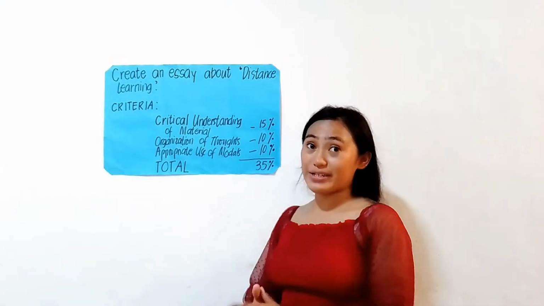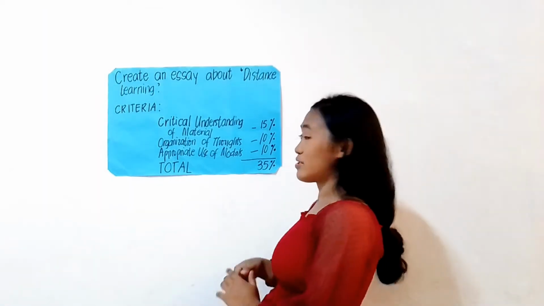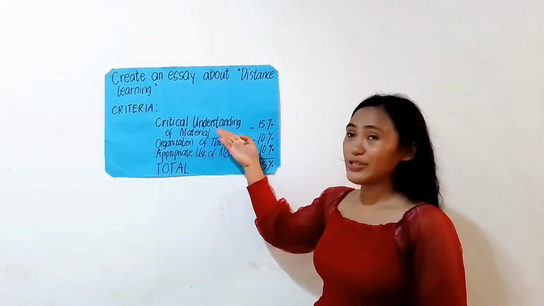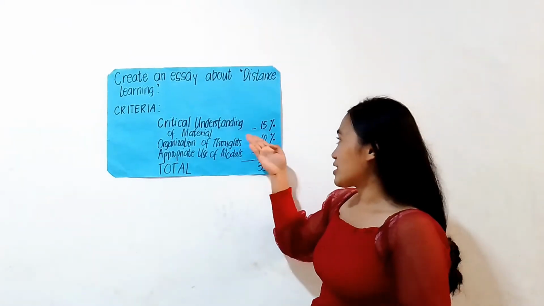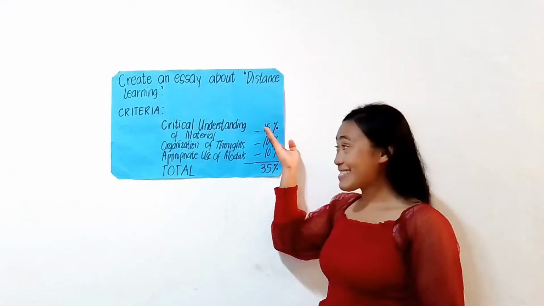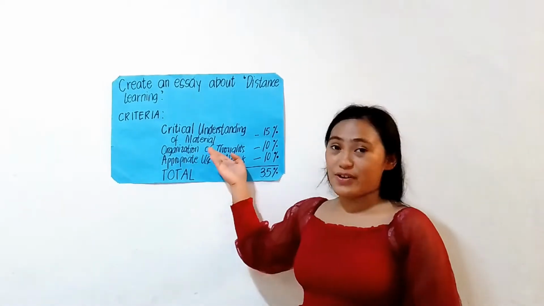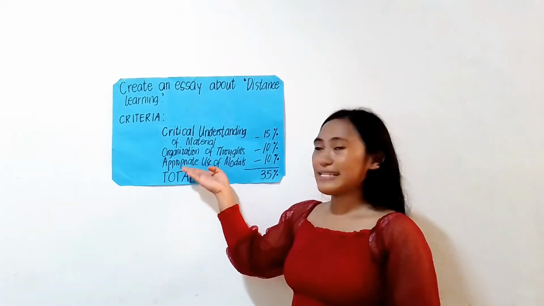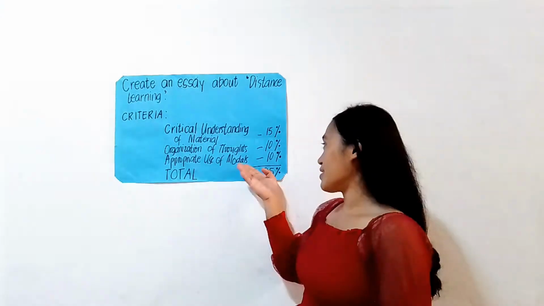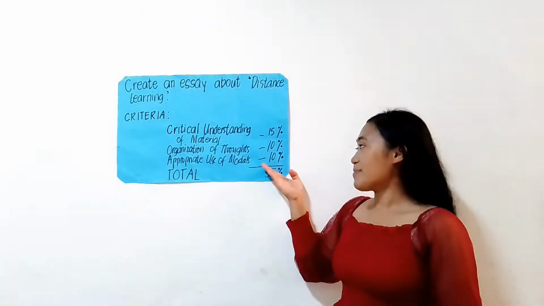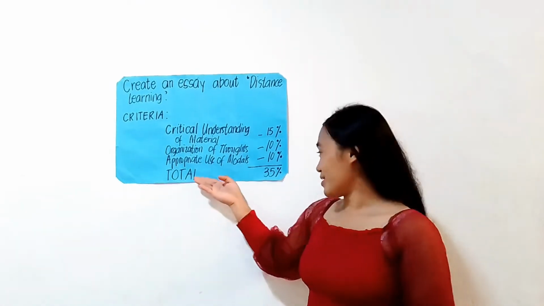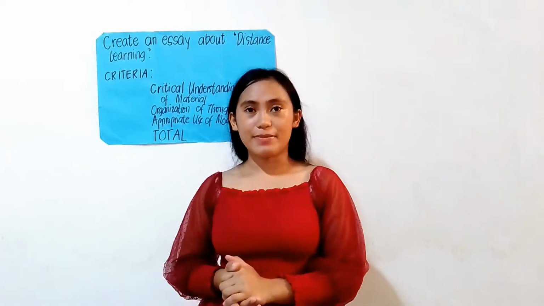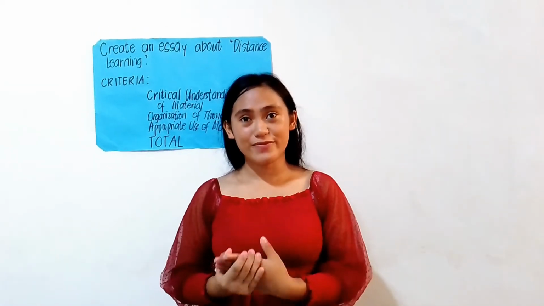This will be your criteria for creating an essay about distance learning. The first one, we have critical understanding of material, which is equivalent to 15%. Organization of thoughts, equivalent to 10%. And lastly, the appropriate use of modals, which is equivalent to 10%, and that will be the total of 35%. Alright, time is up. Pass your papers in front.